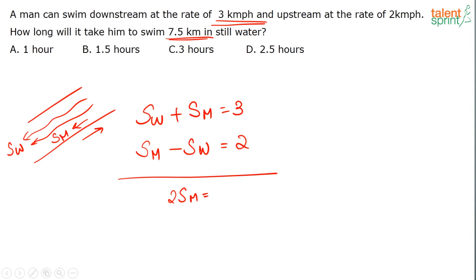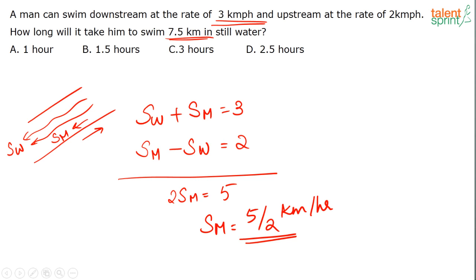So now I have to find SM, correct? So I am adding the two equations. So what do I get? I get 2 SM is equal to 5, or I can say SM is equal to 5 by 2. So this is the actual speed of the man. So in still water, this is the speed with which he will swim.